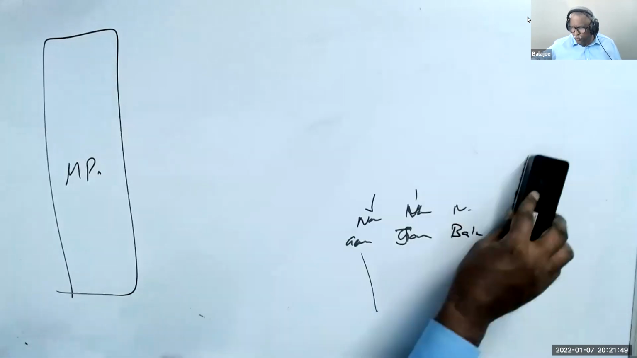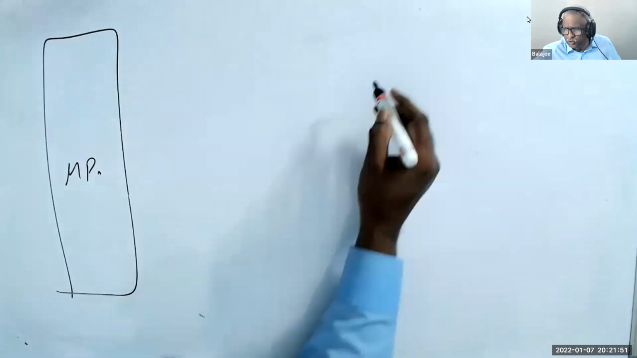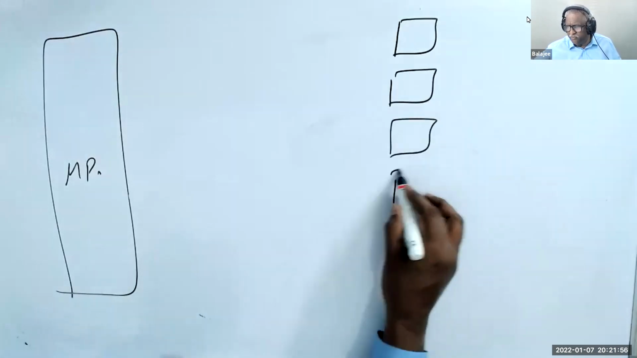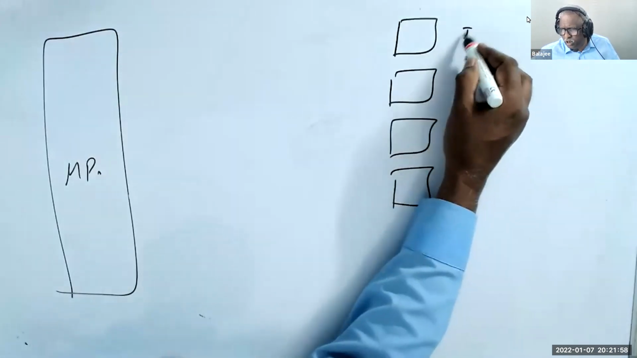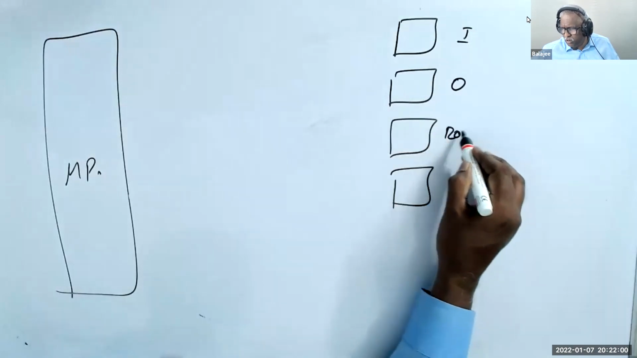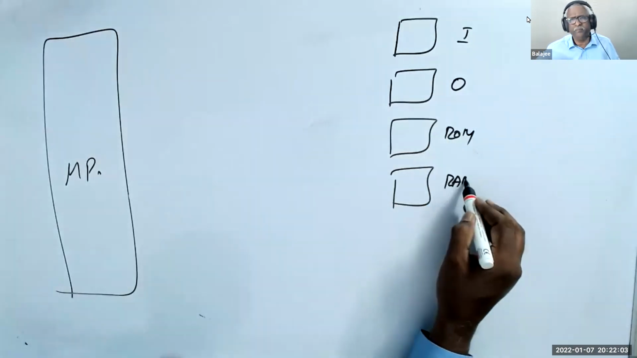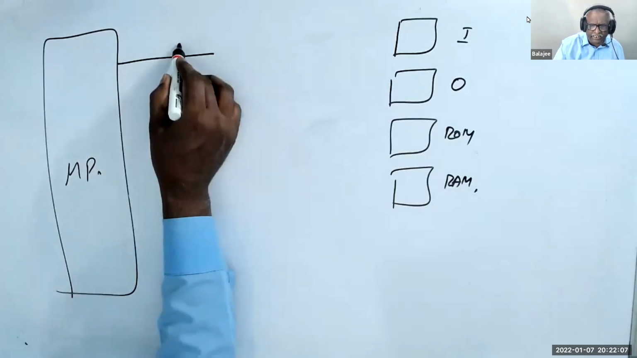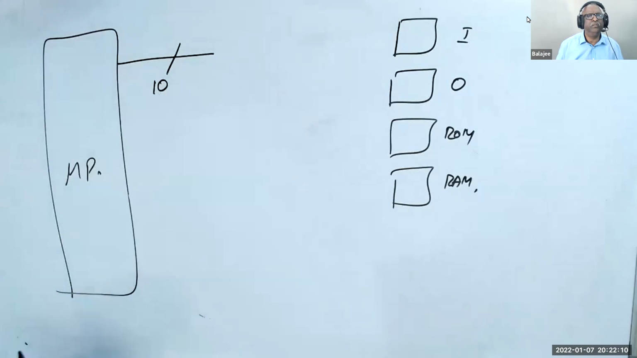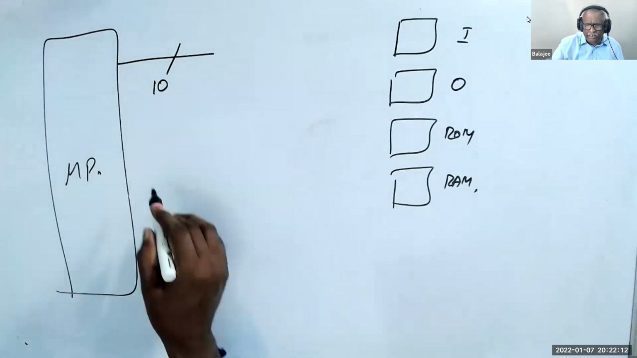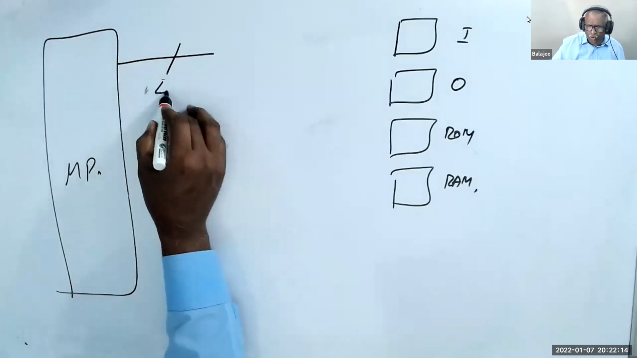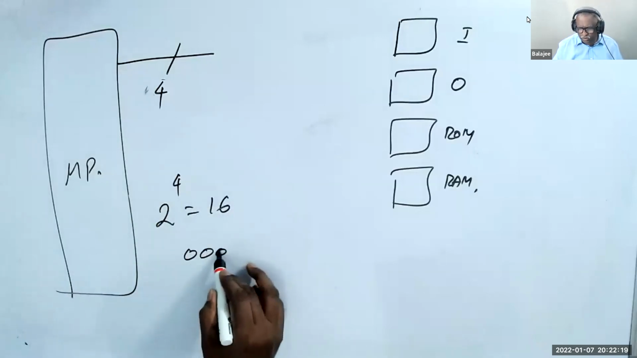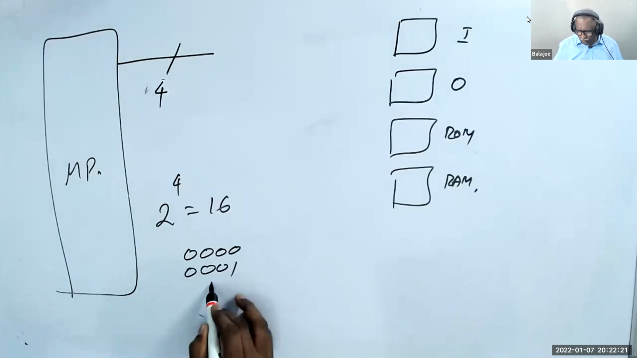So like that here, what happened? We have so many units. Depending on the usage, you have the unit, whether it could be an input, output, or ROM, or RAM. Now, this guy gives the address. Let us assume this guy is having 10 wires. Let us take a very simple 4 wires. 2 power 4 is 16. That means 0000, 0001, up to 1111.